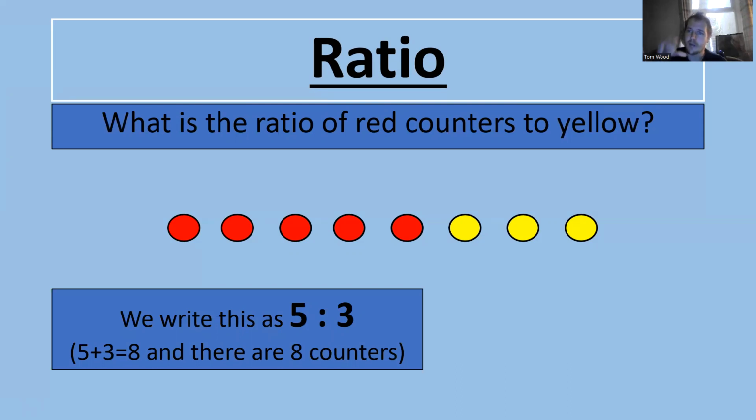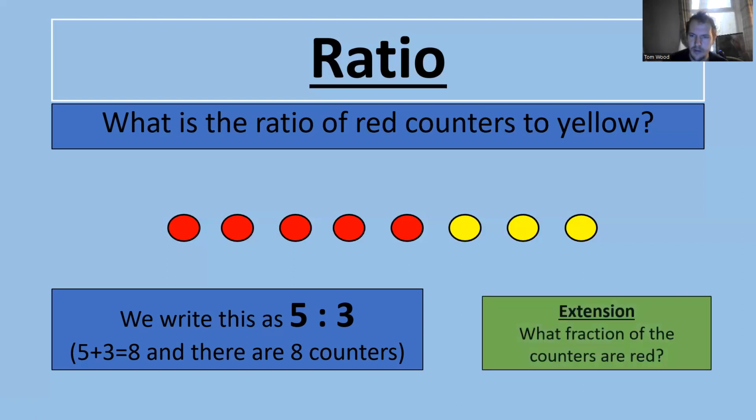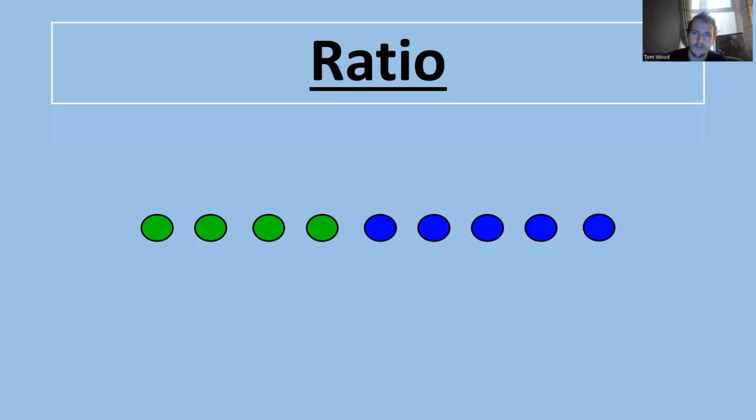Again, if it was worded the other way round, so if it was what is the ratio of yellow counters to red counters, then you would put this as 3:5. And again, you can see some of the links there with fractions. You could say, well, there are 8 counters in total, so 5 out of 8 are red, 3 out of 8 are yellow, for instance.